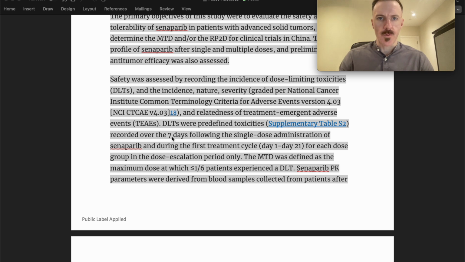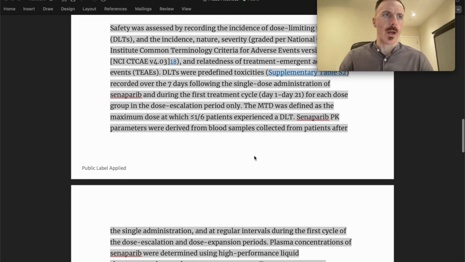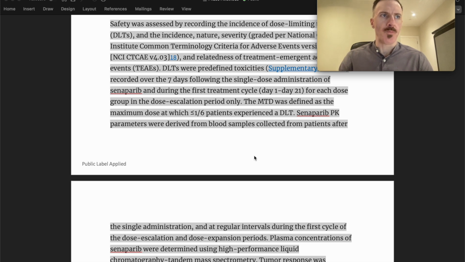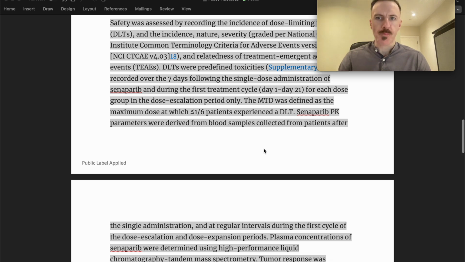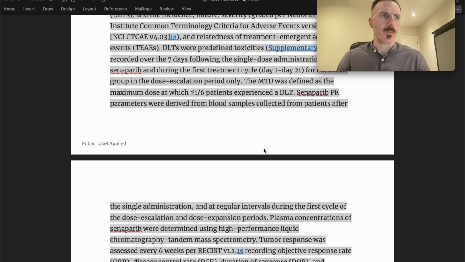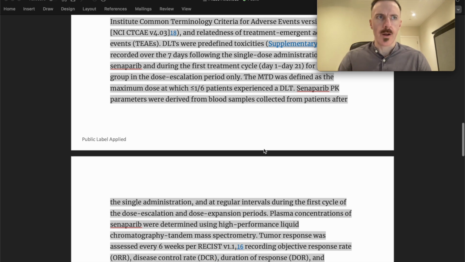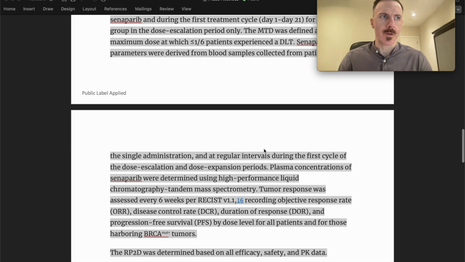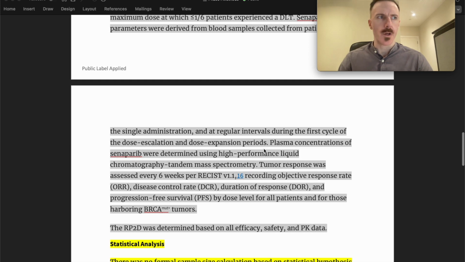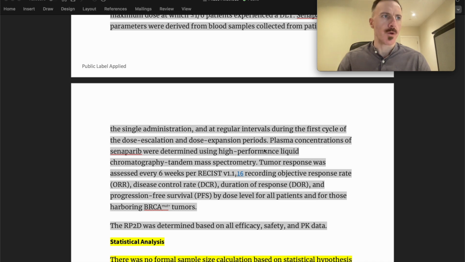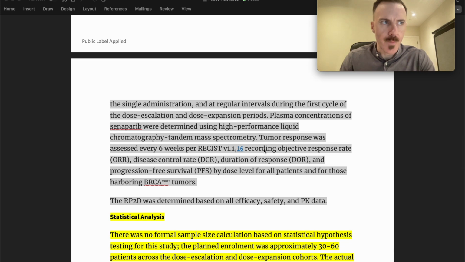Moving on, the maximum tolerated dose determination. That is defined here as the maximum dose at which no more than 1 out of 6 patients experienced a DLT. The pharmacokinetic assessments or parameters were analyzed from blood samples collected after a single dose and throughout the first treatment cycle, with plasma concentrations measured using high performance liquid chromatography, tandem mass spectrometry.